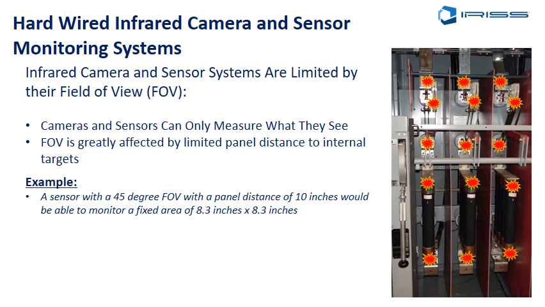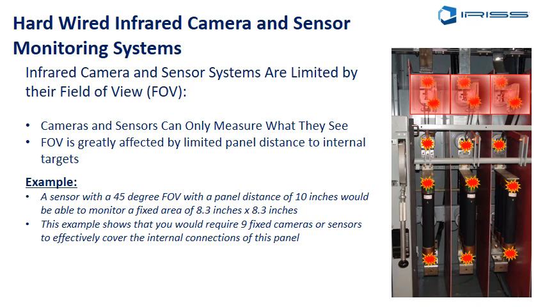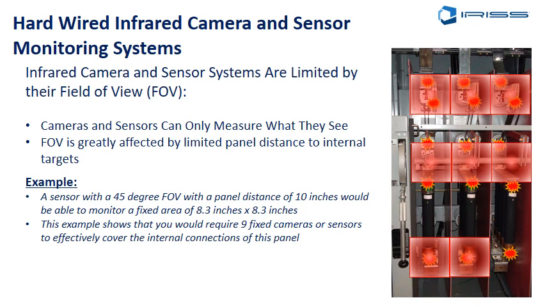So in this example, if the sensor had a 45-degree field of view and the panel distance to target was 10 inches, then doing a rudimentary field of view calculation, the fixed area on that sensor will be an 8.3 by 8.3 inch square. Then on this panel alone, you would need 9 fixed cameras, sensors or pyrometers to measure all of the connections effectively. That's 9 cameras or pyrometers, 9 connections, 9 cables, a data hub, etc. So again, it becomes very expensive very quickly.